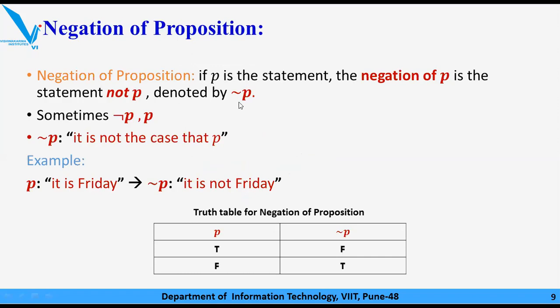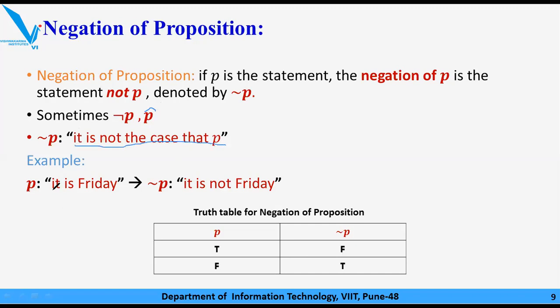It is denoted by not P using this symbol. Sometimes it can be denoted by this other symbol, the upper cap. Sorry, it is not shown in the video, but you can have an upper cap like this. So the negation of P is read as: it is not the case that P.